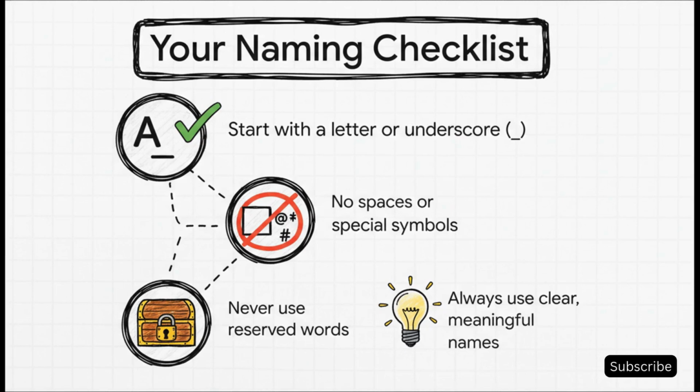So look, here's a super simple checklist you can run through in your head every single time. 1. Does it start with a letter or an underscore? 2. Any weird spaces or symbols? Nope. 3. Is it one of Python's special reserved words? Nah. And 4. Is it actually clear what this thing is for? If you tick those boxes, you're not just writing code that works, you're writing great code.